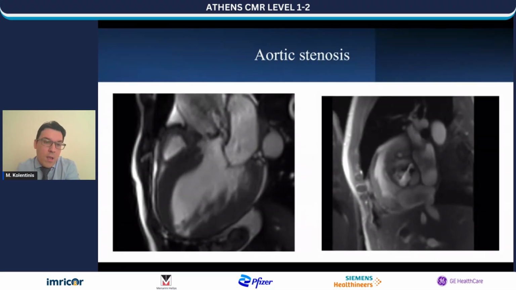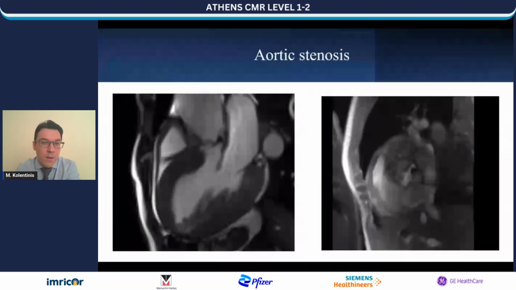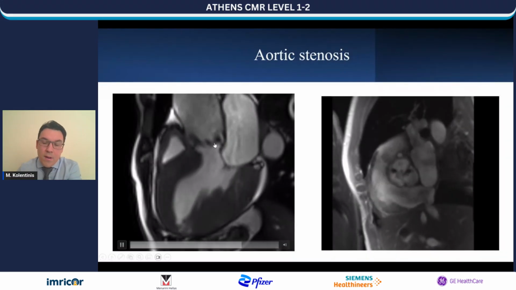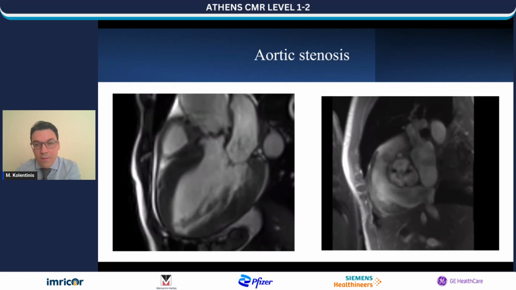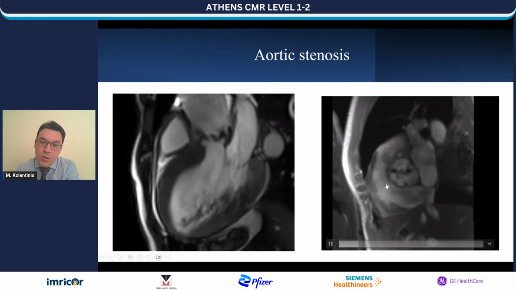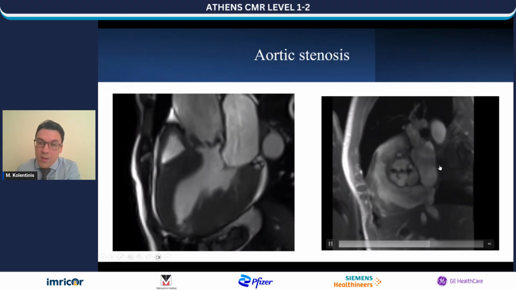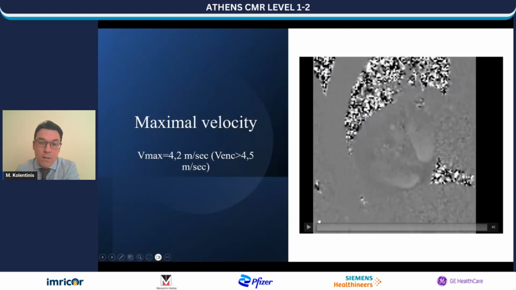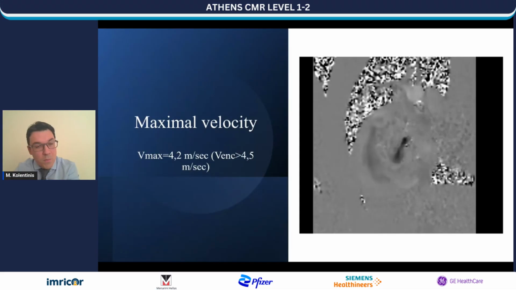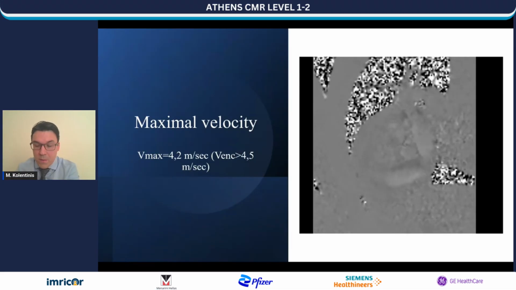First of all, severe hypertrophy of the left ventricle. These black spots there are not black spots. They are actually severe calcification of the valve, and you can see in this short axis that the cusps are barely opening. Severe calcification with functional bicuspid valve. And of course, this patient had a maximum velocity of 4.2 meters per second. We had already set the velocity encoding at 4.5 meters per second.